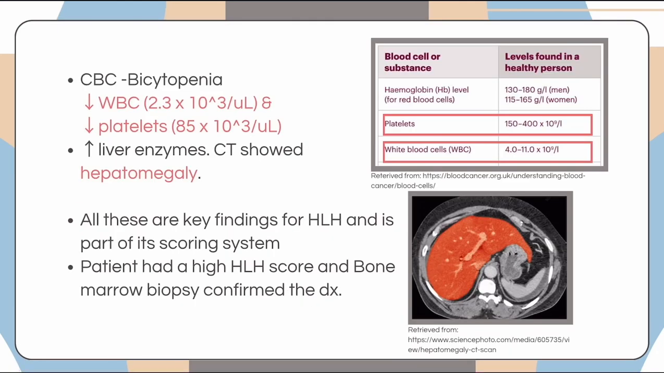So in MICU, they had done a complete blood workup, and the most significant finding was that she had bicytopenia. So she had low white blood cell count around 2.3 and low platelet count around 85. So these are the normal values. She also had elevated liver enzymes, so they did a CT, which showed that she had hepatomegaly. So all these are key findings.